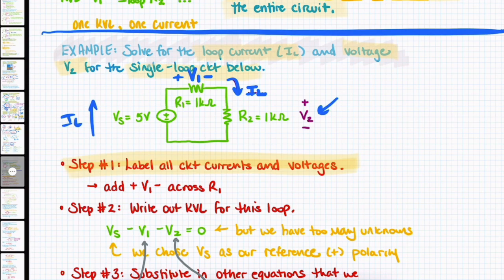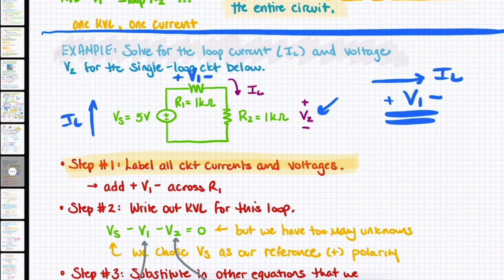Now, why did I label it plus minus in that way? Because I wanted to obey the passive sign convention, which if we have IL flowing in that direction, then we would be obeying the passive sign convention, which is what I want, at least in the short term. Other than that, pretty much everything is labeled. We know what the polarity of Vs is, it's plus minus, and so we can go from there.